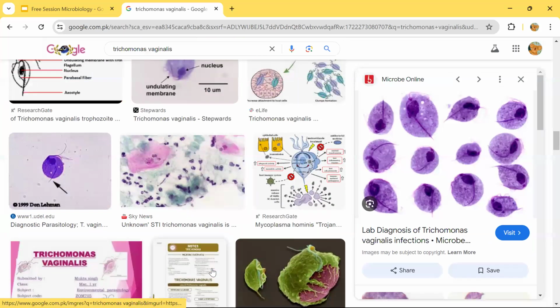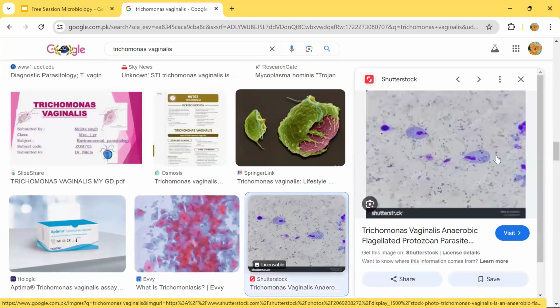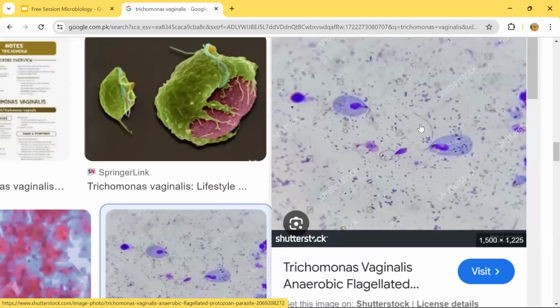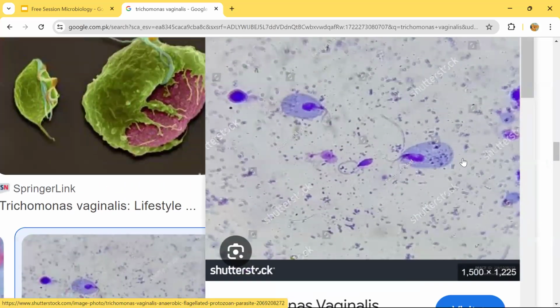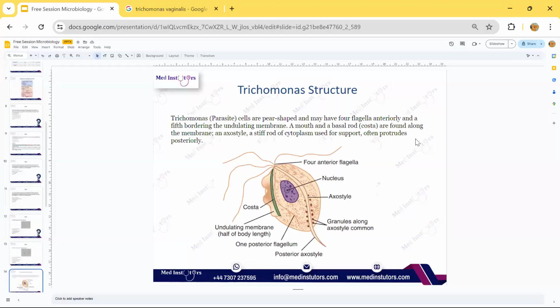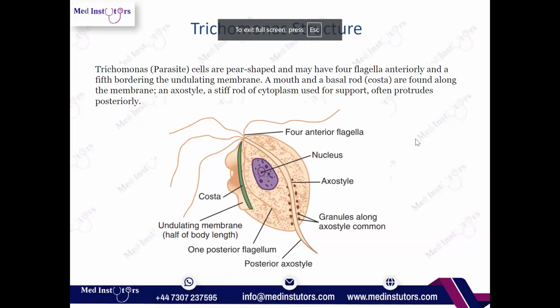I think these pictures are more than enough. Again, this is gram staining, if it's visible to everyone. Okay. Again, flagella anteriorly, pear-shaped body, undulating membrane, exostyle. So coming back to our topic. When we do any other live session, maybe on embryology sometime in future, then I will show you how you can look at different pictures of placenta, types of placental pathologies, and how you can do the spot diagnosis.